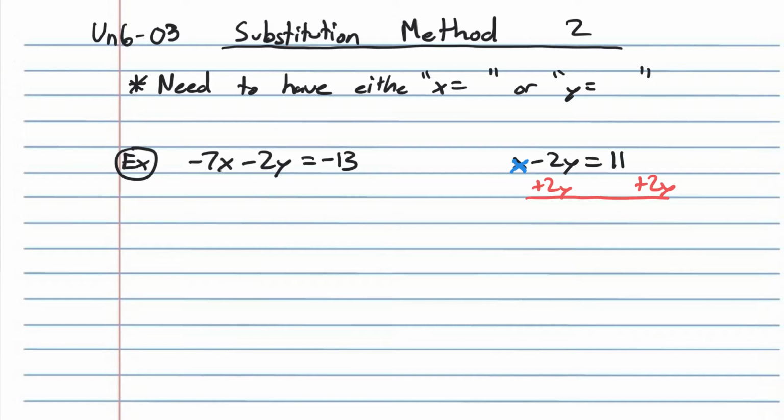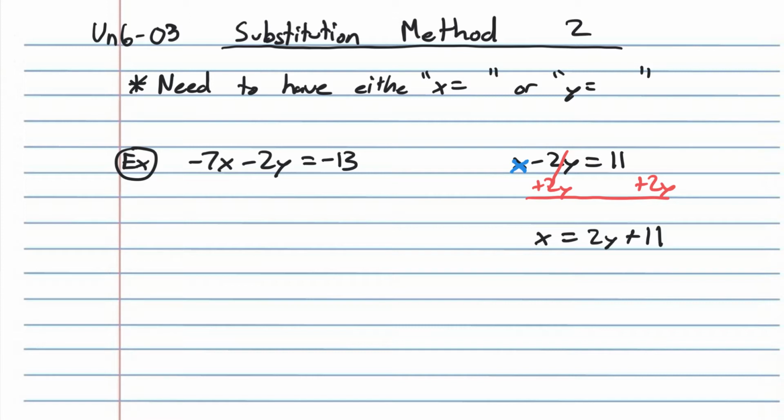Okay, so I'm just going to rearrange this equation to make it look the way we want it to. So these cancel. Now the x is by itself, and now it's equal to, I'm going to put the 2y first, 2y plus 11. Now we have what we need. Okay, we have an x equals.